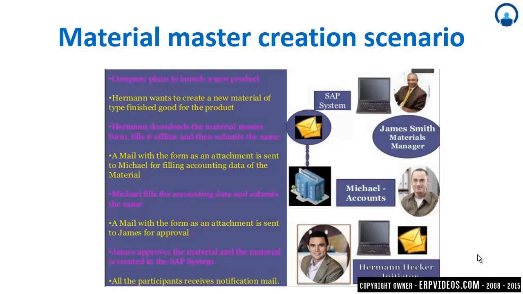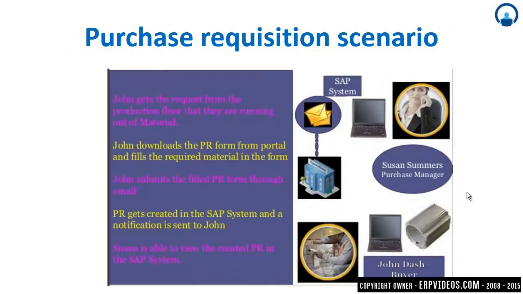Once he submits, a mail with that form as an attachment will be sent to the manager for approval. Once that attachment has been sent for approval, the SAP system will send a notification for the approval of that particular material. Then that material will be approved and created in the SAP system, and all the participants will receive a notification mail. So this is how the material master creation scenario works through a workflow process, and a notification email will be received by each of the participants when the data is approved through the SAP system. This was material master creation.